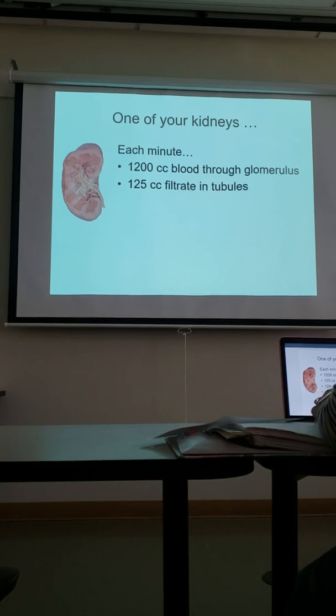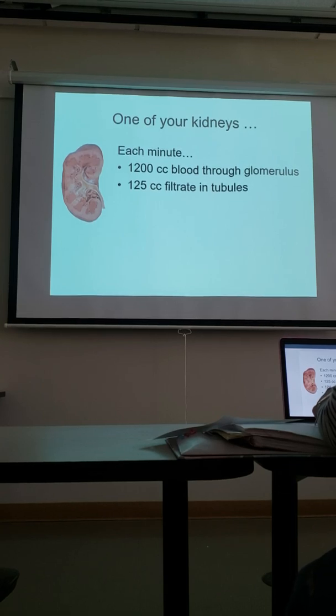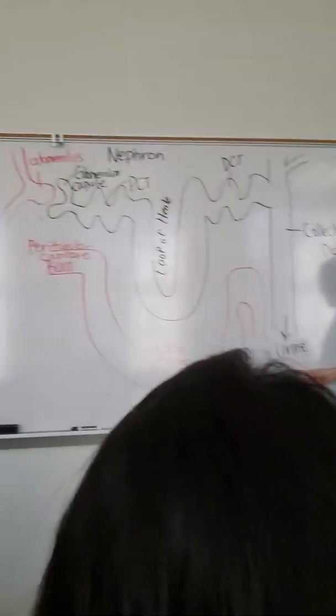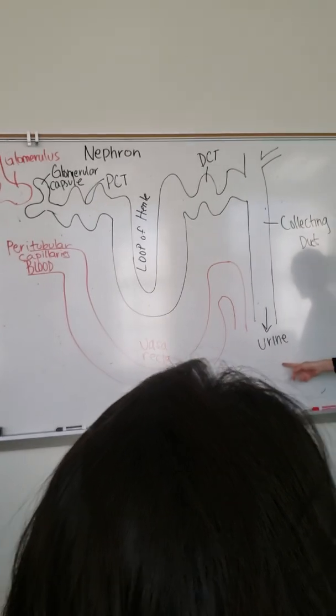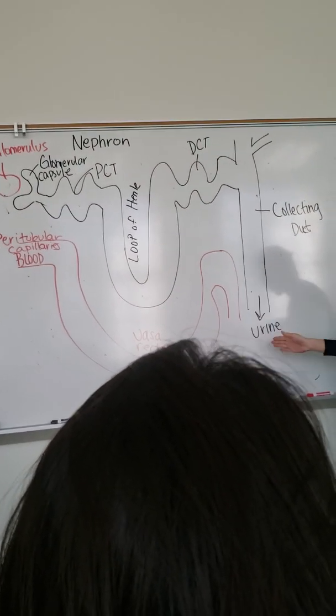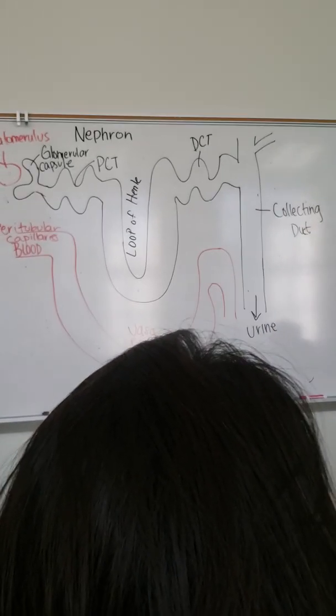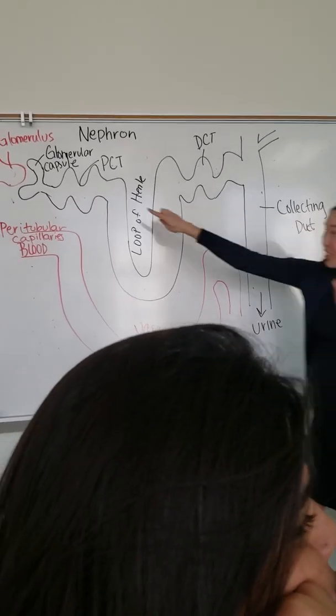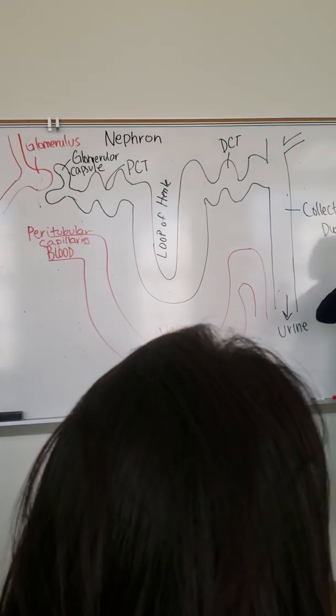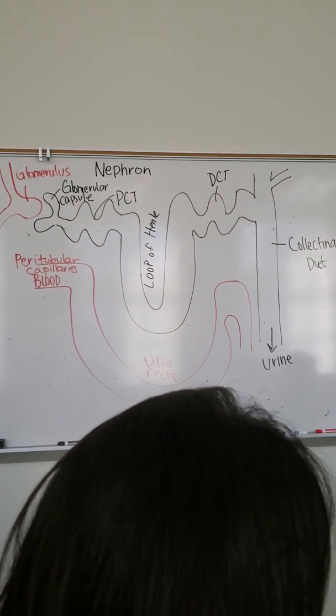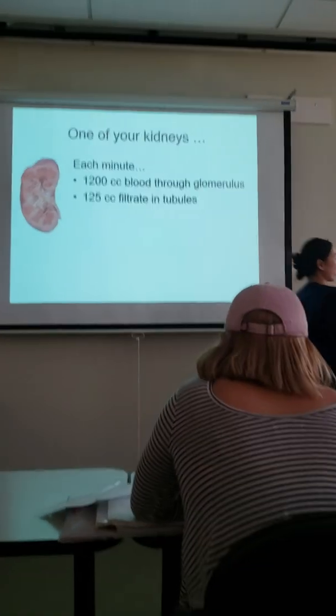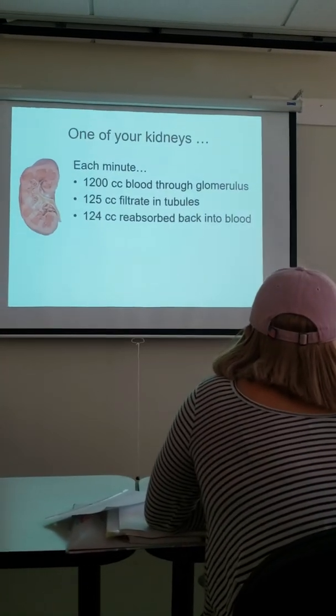Okay, so now I have 125 cc's of filtrate going into my tube. Is all 125 going to go through here and out as urine every minute? No, imagine how often you'd be going to the bathroom if that were the case. Every minute, 125 coming out. No. Out of that 125 that makes it in here, your body actually reabsorbs 124 cc. And when we say reabsorbs, it basically goes back into the blood.